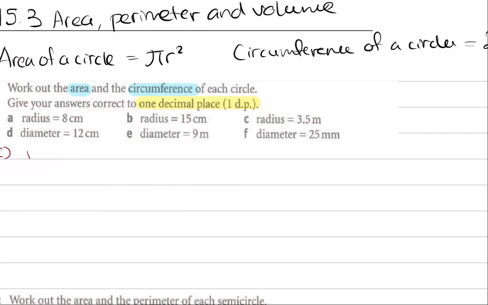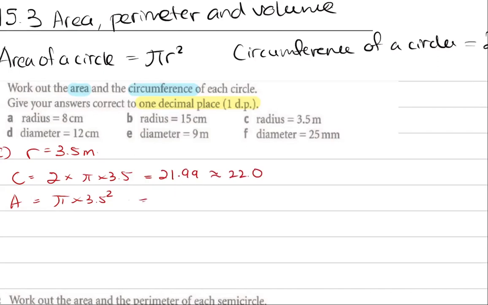C. Radius 3.5 meters. Circumference would be 2 times pi times 3.5. Area would be pi times 3.5. 21.99, 22.0, 38.48, 38.5 meters, square meters.